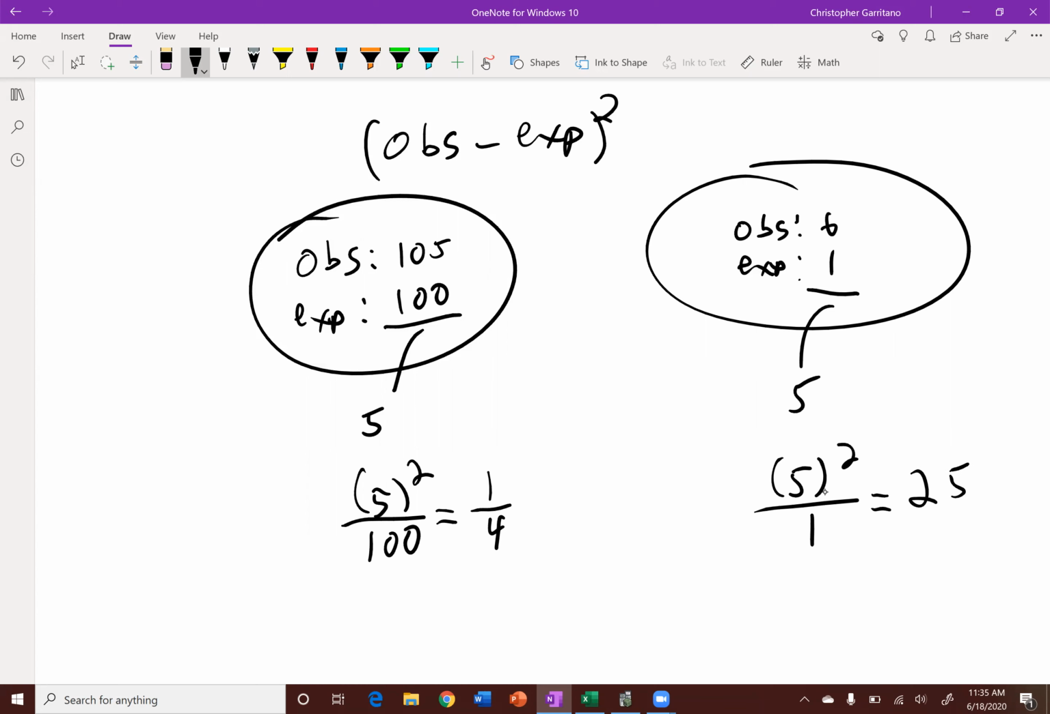This makes more sense than just simply taking the difference and squaring, because a difference of 5 here is not very big because we expected 100, whereas a difference of 5 here is very big because we only expected 1, right? So by dividing by your expected value, it sort of grounds us, to give us a fair assessment of what is actually going on. All right, so hopefully this at least gives you some understanding of why we divide by expected.